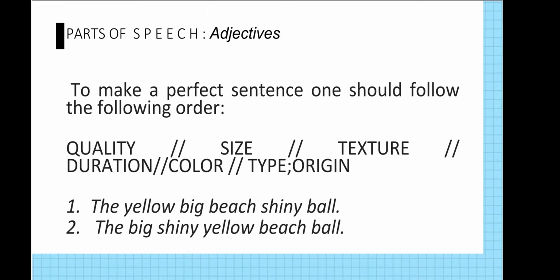Let's see the two varied sentences wherein we have applied and we have not applied the order. First one, the yellow big beach shiny ball. The yellow big beach shiny ball. If you are the one reading this or hearing this, you still have to process your imagination to get whatever he or she is trying to say, right? But if we follow the order for the second sentence, let's hear it. The big shiny yellow beach ball. You could really imagine what he or she is trying to tell you, right? That is the magic of the order of adjectives.